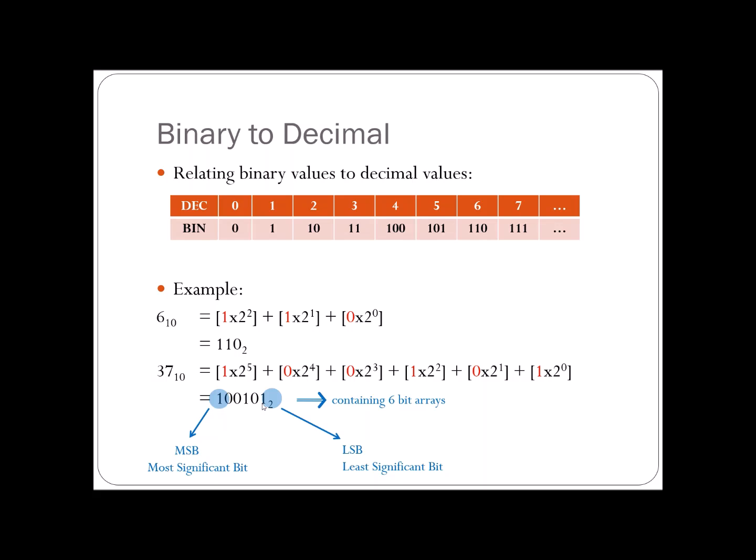Why do we call it like that? It's simply because the last digit represents the least number, right? 1 times 2 power of 0, which is equal to 1. And the first digit here represents the highest number in this arrangement, which is equal to 2 power of 5. That's why we call it most significant, and this one is the least significant bit.